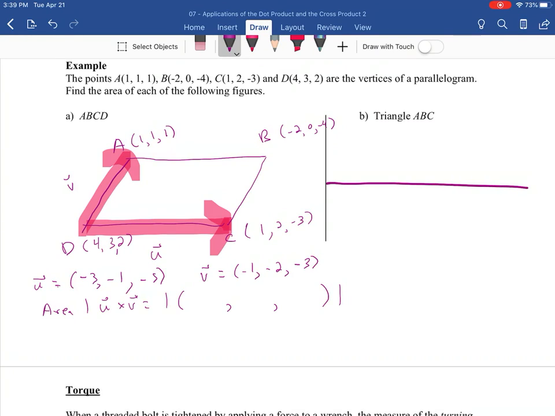Here comes my cross product. Hopefully you've done some practicing on cross product, so you can do these fairly quickly. I'm going to use some of my space over here. I know from doing this question before, I won't need much space. So let's see. U cross v: negative 3, negative 1, negative 5 with another negative 3, negative 1, negative 2, negative 3 with another negative 1. Oh my goodness. Okay, so 3 minus 10, I get negative 7.